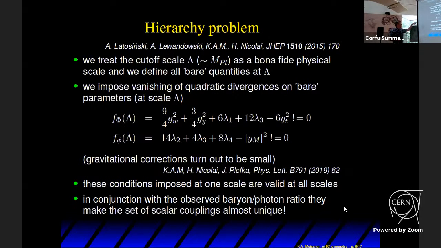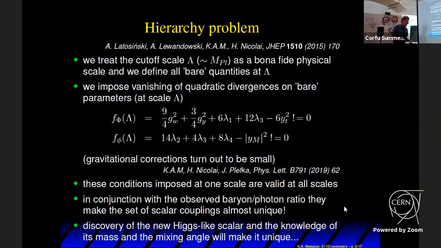Okay. So when we impose these conditions and we add the baryon to photon ratio that we want to explain, 10 to the minus 10, then we have a set of 3 equations and we have 4 new scalar couplings. So in a sense, it's almost fixed. If the new Higgs, the partner of the Higgs, was discovered, so we knew the mass and the mixing angle, then all 4 new couplings would be fixed uniquely, and then the model could be falsified fully.